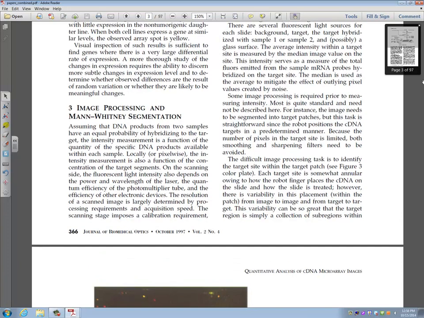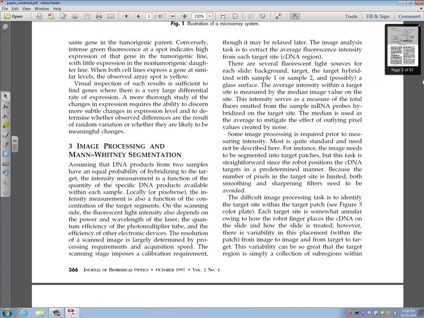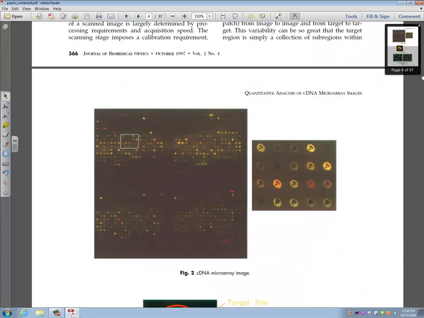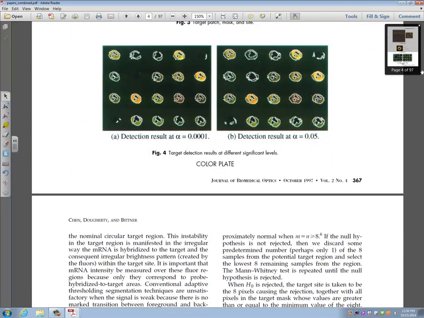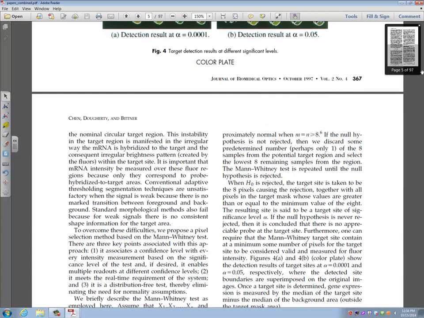So the difficult image processing task is to identify the target site within the target patch. The target patch is that square. Each target site is somewhat annular owing to how the robot finger places the CDN on the slide and how the slide is treated. However, there is variability in this placement within the patch from image to image and from target to target. This variability can be so great that the target region is simply a collection of sub-regions within the nominal circular target region.